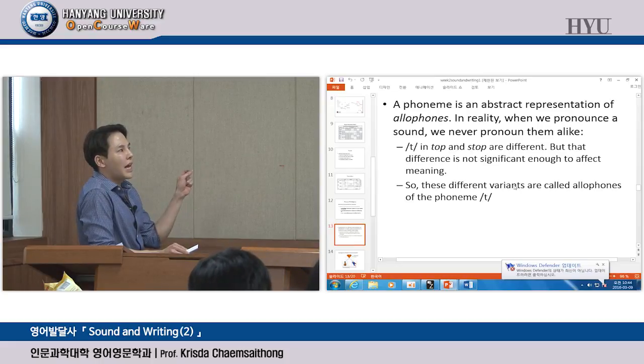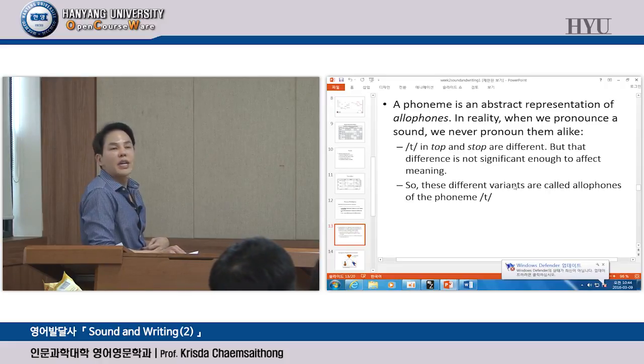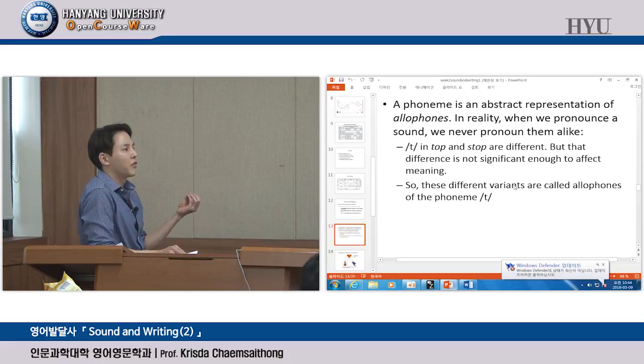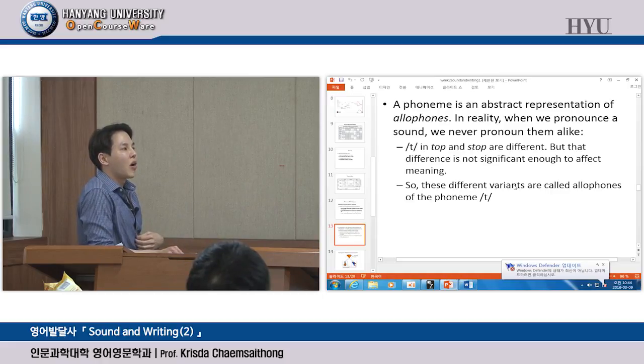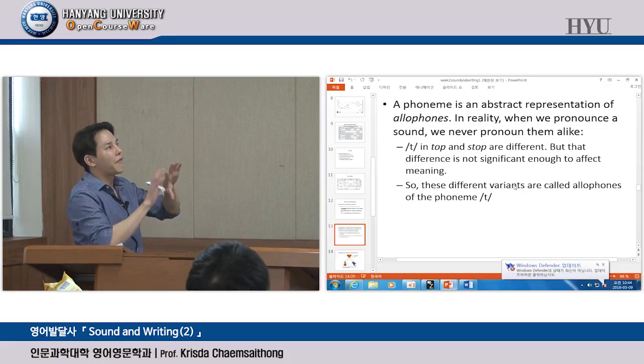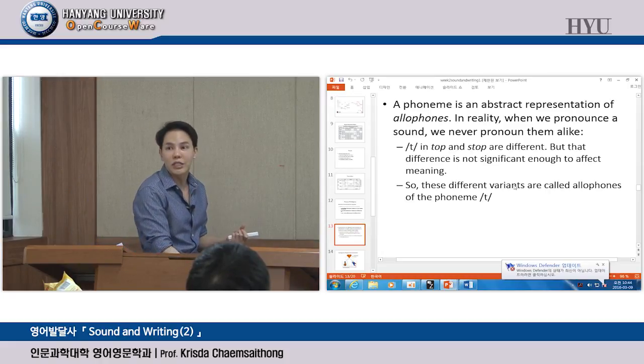So for example, T as in top, the first T, and T as in stop. When we pronounce them, yes, they are the same T, but we do it a little bit different each time, right? Top and stop, like that. So these are what we call variants, different variations, different forms of the same T, right? Just minor differences between them. So the variants are called allophones of the phoneme T, right? So a phoneme here is just like a family of real sounds that we pronounce in actual conversation.